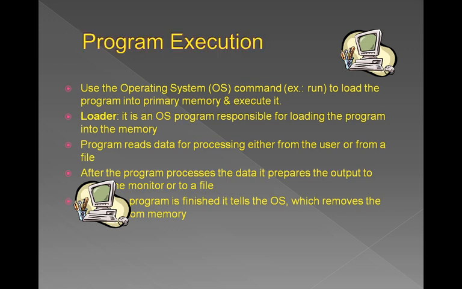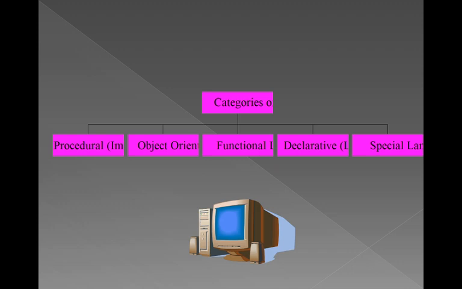Next one is program execution. Use the operating system command to load the program into primary memory and execute it. The loader is the part of the OS responsible for loading the program into memory. The program reads data for processing either from the user or from a file. After the program processes the data, it prepares the output to the monitor or file. When the program is finished, it tells the OS, which removes it from memory.